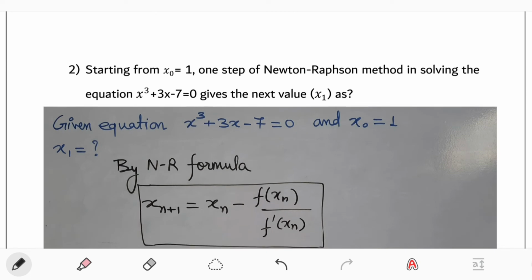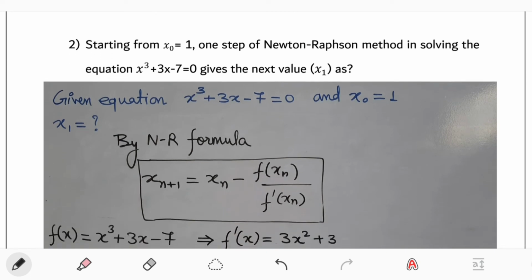Move on to the next question. The next question says start from x naught equals 1.